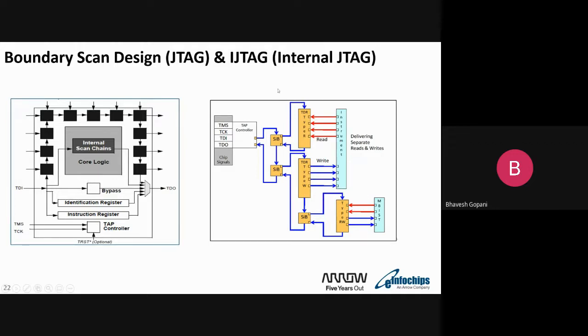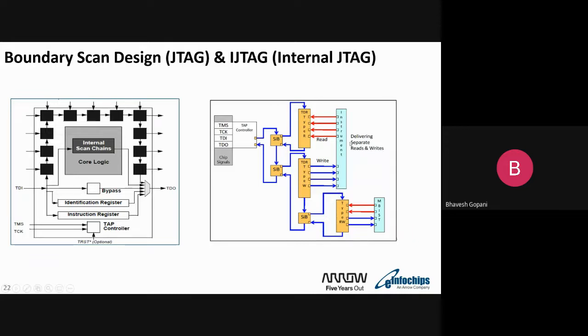But in IJTAG, internal JTAG, which is the IEEE 1687 standard, on an SOC nowadays there are n number of IPs, and many IPs are from third party vendors. Let's say memories are coming from one vendor, PLL IP from a different vendor, UART from a different vendor, and other IPs related to SERDES or graphics, all coming from different vendors.